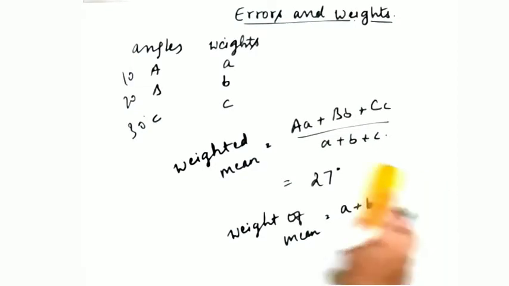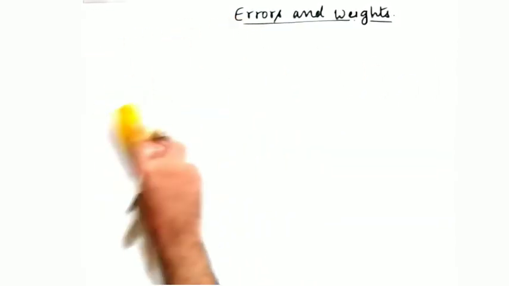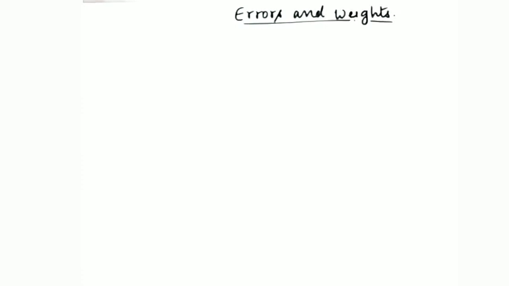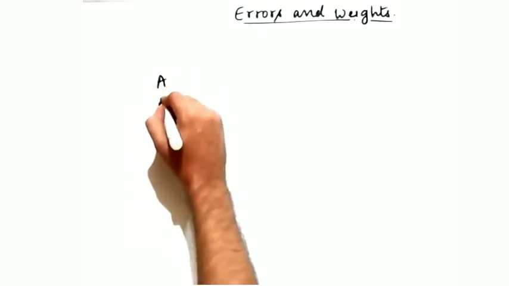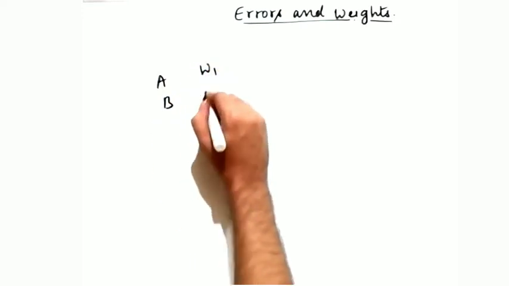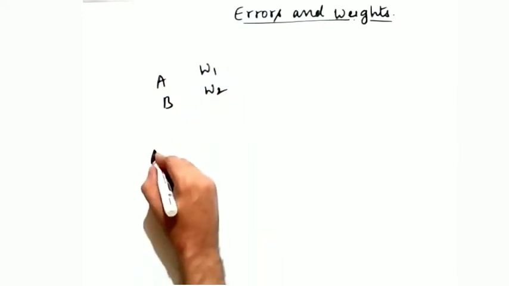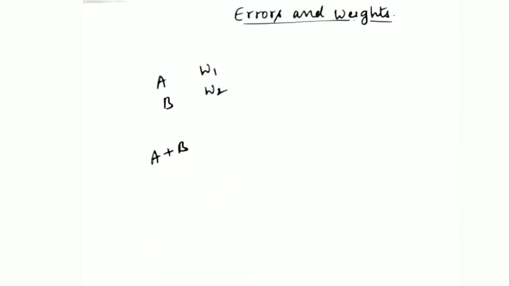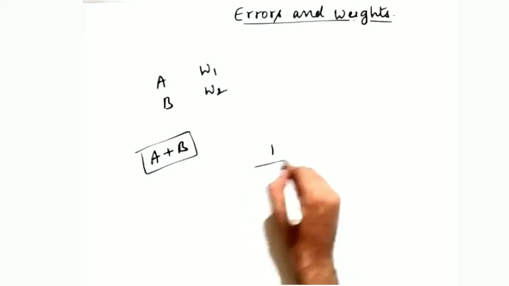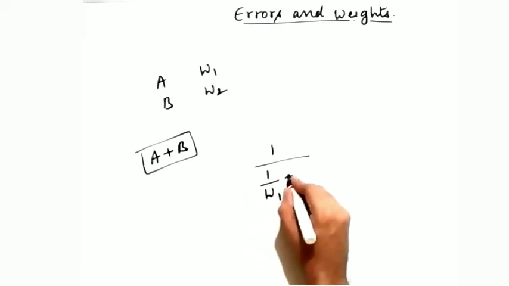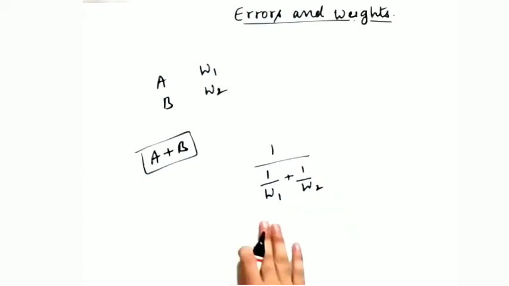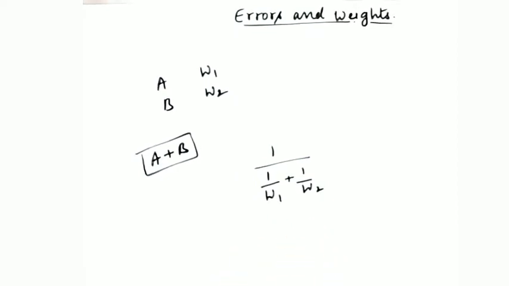Now another type of question that can arise is, suppose I have two quantities a and b. The weight of a is W1 and the weight of b is W2. Now if I add a and b, then what will be the weight of this quantity a plus b? The weight will be the reciprocal of, what you have to do, you have to first take the reciprocal of these individual weights and add them, and then you have to take the reciprocal of this sum. So this will be the weight of this addition.